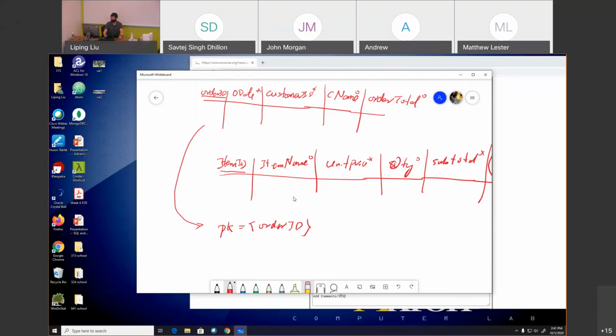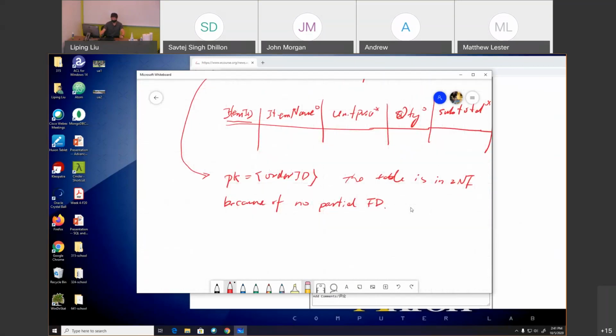So the table is in second normal form because of no partial FDs. Partial FD means part of the primary key determines other columns. So that's not a problem, right? So now let's do this one.